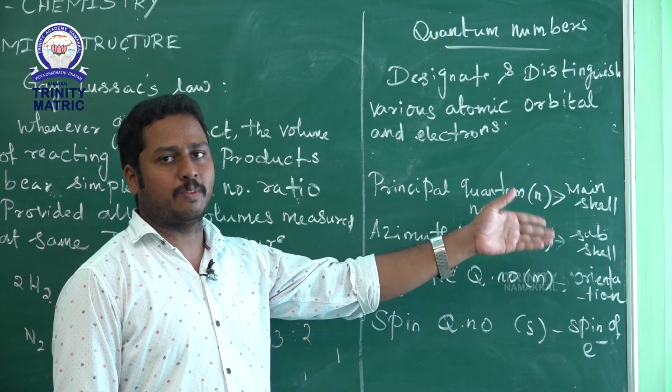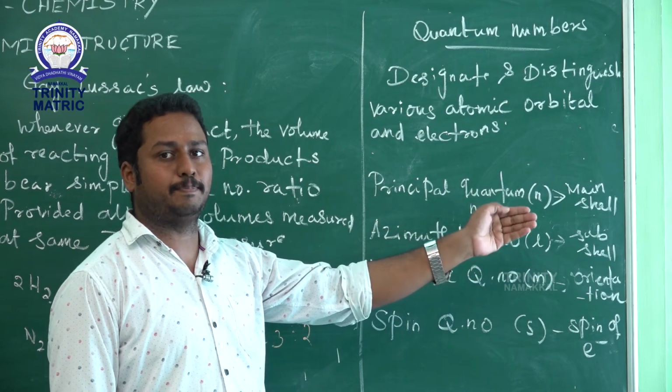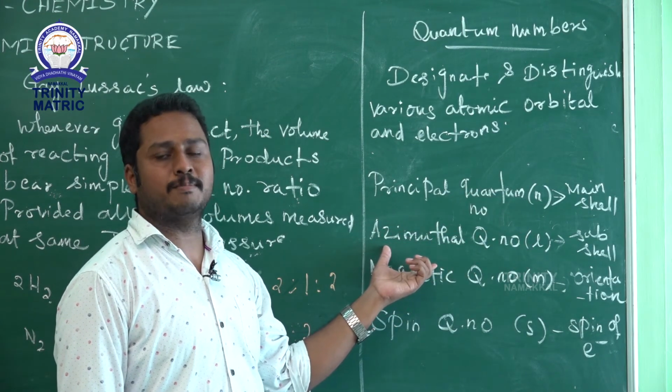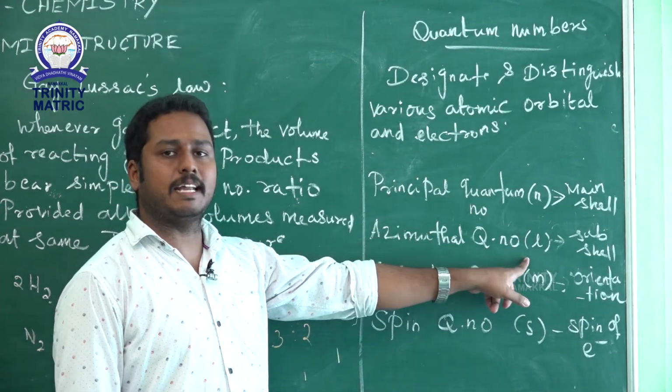I already told you every main shell has subshells. The subshells are known as s, p, d, f. You will study these in detail in higher studies. Okay? So the azimuthal quantum number is used to describe the subshells. It is labeled as l.